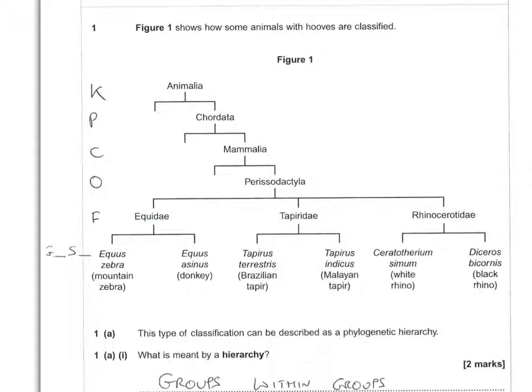So this tells us that the animals are the kingdom, the chordates is the phylum, the mammals is the class, the Perissodactyla is the order, the Equidae, etc. are the families, and then for the other things that we've got here, first name is the genus, second name is the species. So remember, that's the binomial method of naming things. Genus, then species. Genus with a capital letter, species with a lowercase letter, and it's in italics.